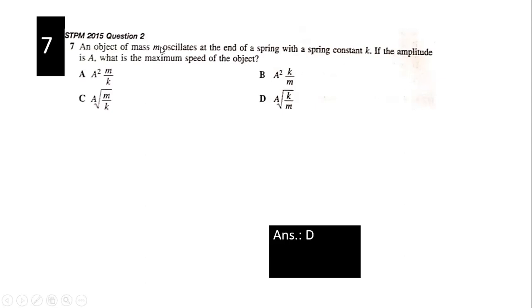An object of mass m oscillates at the end of a spring with constant k. If the amplitude is a, what is the maximum speed of the object?